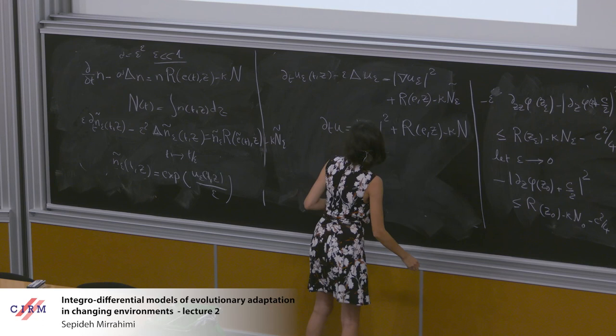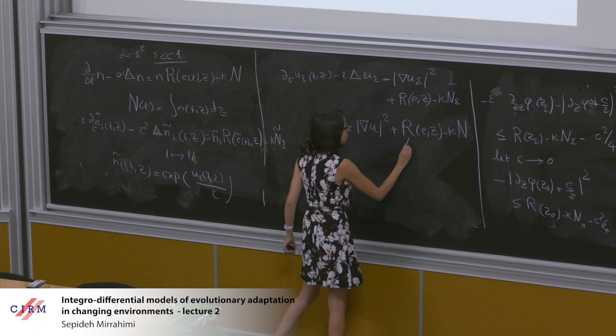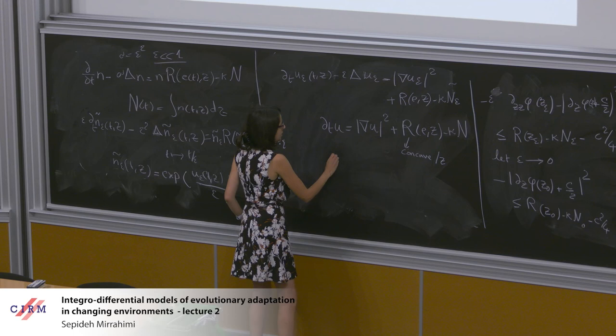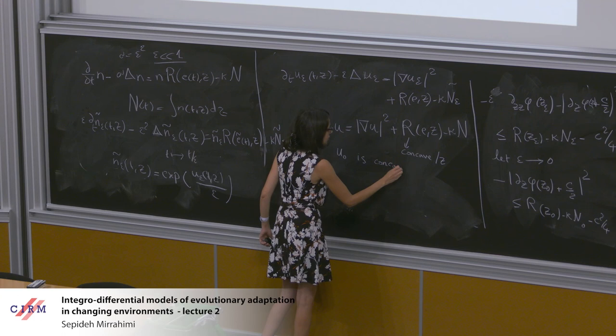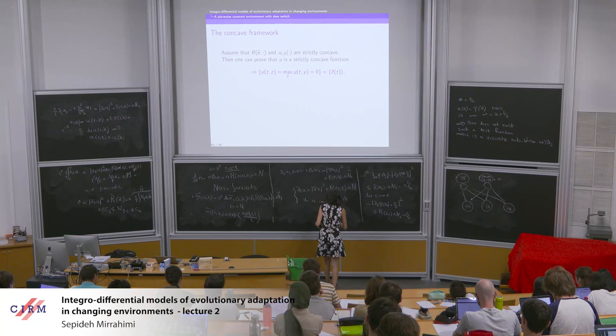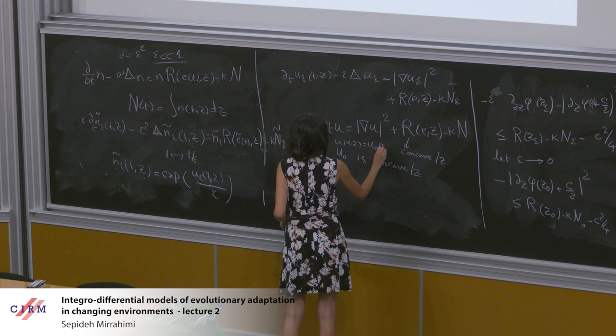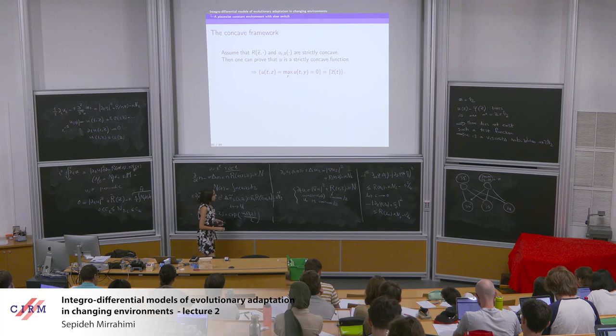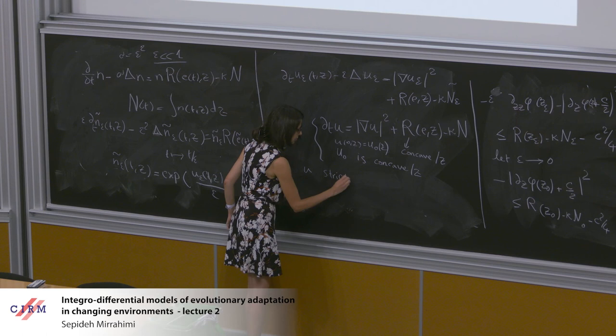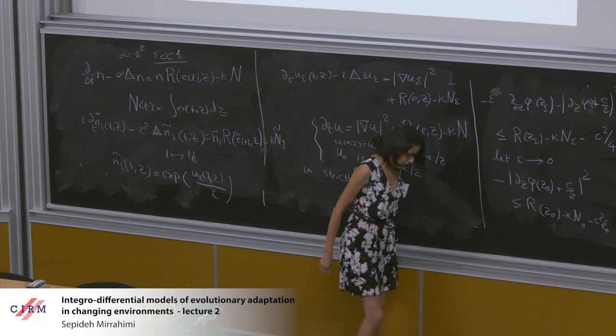And now we are assuming that R is a concave function with respect to Z, and that U0 is also concave with respect to Z. So U0 is the initial state. If we make these two assumptions, we can indeed prove that U will be a strictly concave function, and it will be smooth. So it will be very nice in this case.